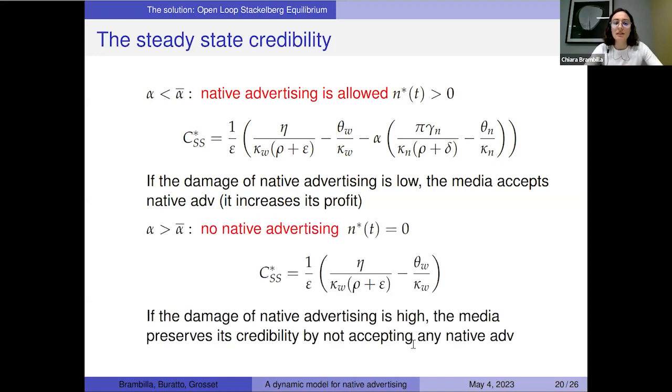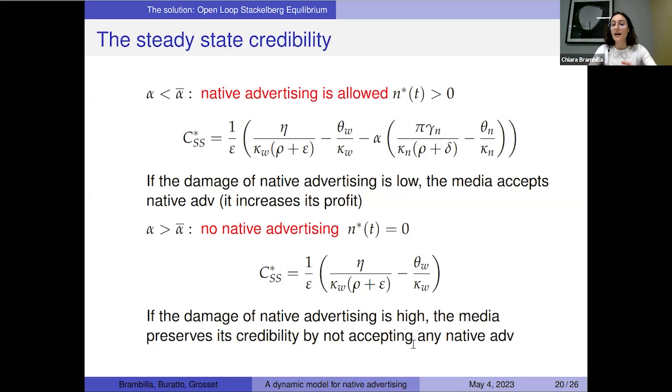But what is interesting is also what happens when the damage to credibility is too high. When the damage to credibility is too high, which means that alpha is greater than the threshold alpha bar, the capital N upper bound for the media outlet was equal to zero, so it was an active constraint, and no native advertising was allowed on the media platform, so the native advertising optimal flow was also equal to zero. And this allowed us to compute a different credibility steady state for this situation. In this situation, since the damage to the media outlet credibility is too high, the media outlet decides to preserve its credibility by not accepting native advertising on its platform.